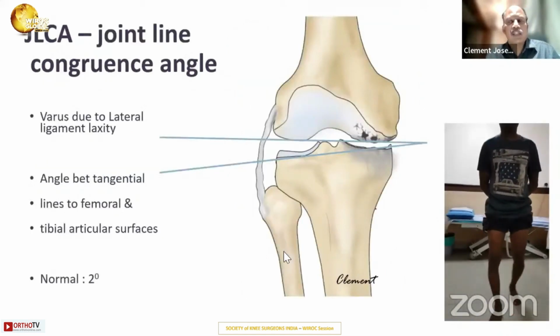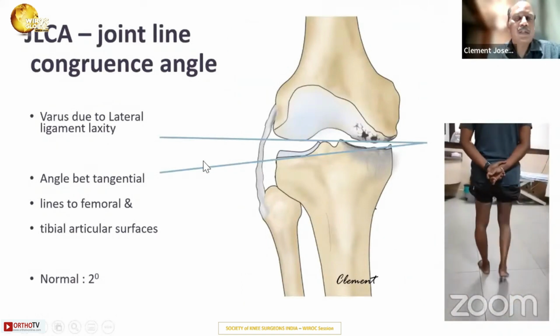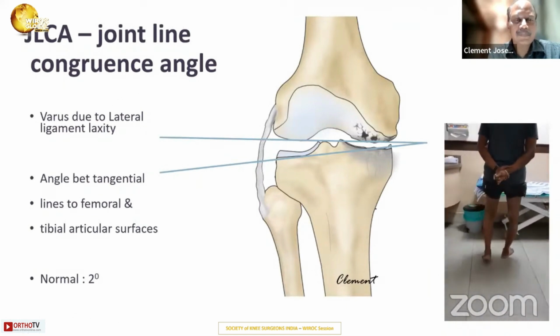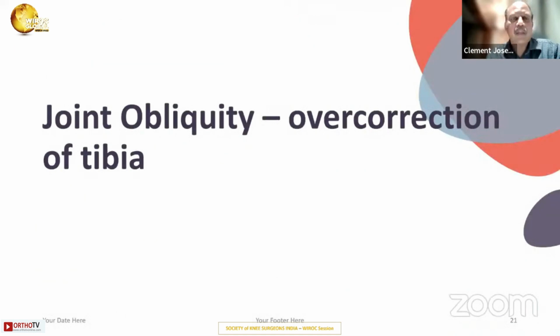And it's very important to understand the joint line congruence angle, which gives an idea about the varus laxity due to the lateral ligament laxity. The normal value is around 2 degrees. Anything more than 2 degrees should be subtracted from your final angle of correction. So it is very important to understand the concept of joint obliquity.